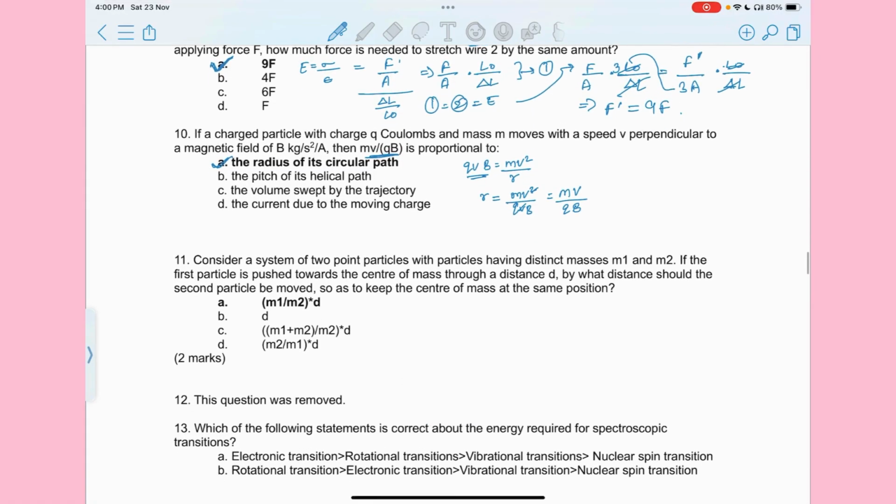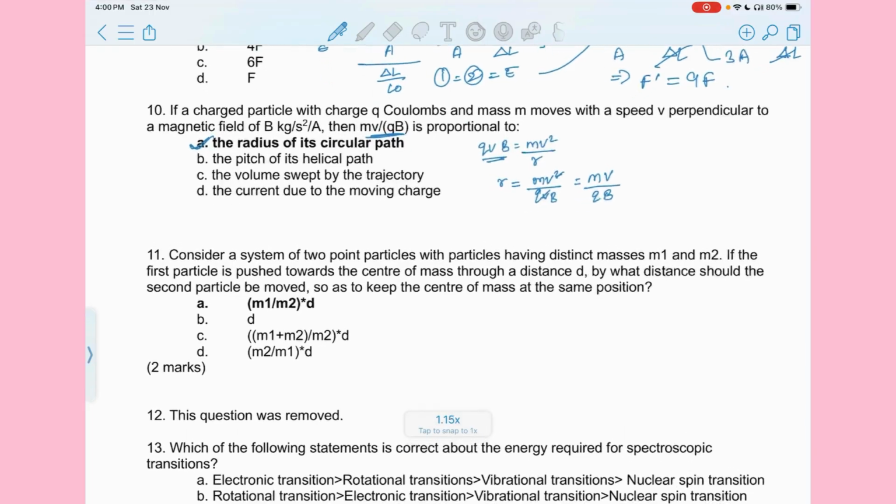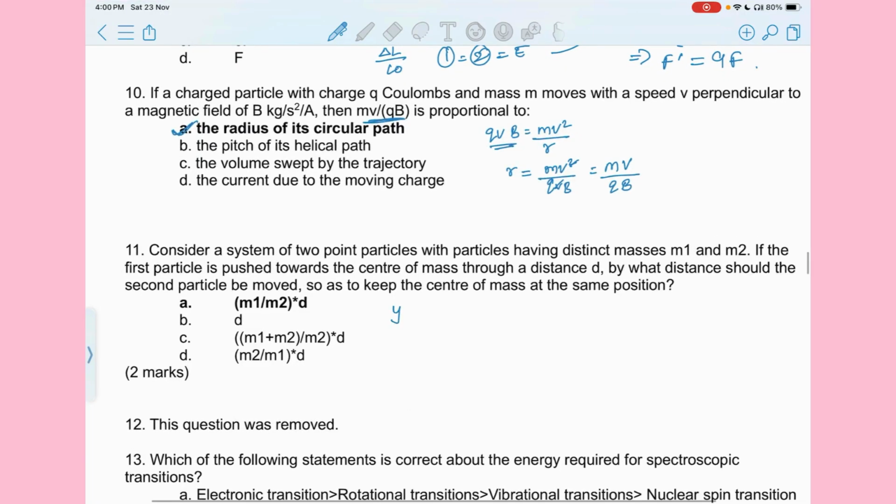Into the next part is, consider a system of 2 point particles having masses m1, m2. If the first particle is pushed towards the center of mass through a distance d, by what distance should the second particle move so as to keep the center of mass the same? I told you above that for the center of mass, the formula we have is y is equal to m1 y1 plus m2 y2 upon m1 plus m2.